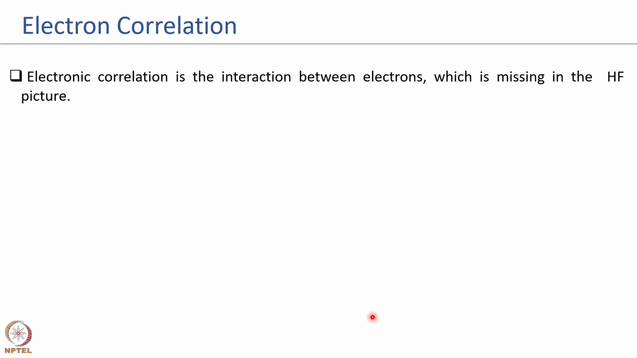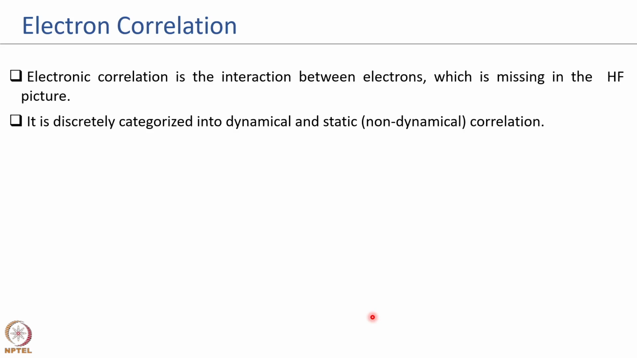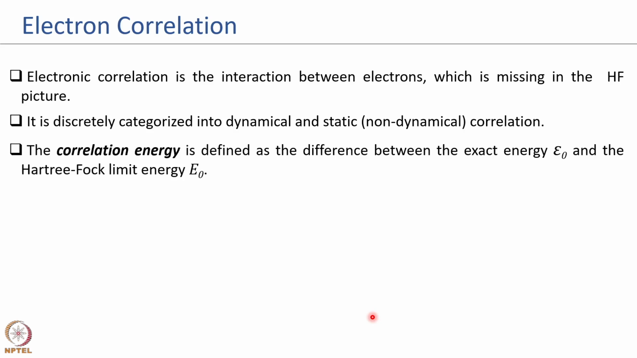Electron correlation is the thing which is missing in the Hartree Fock picture. As straightforward as that. Whatever is missing in the Hartree Fock is electron correlation. It can be categorized into dynamic and static correlation, or static is sometimes called non-dynamic. We will come into that, what is static and what is dynamic. The correlation energy has a clean definition, and the correlation energy is defined as the difference between the exact energy and the Hartree Fock limit energy.